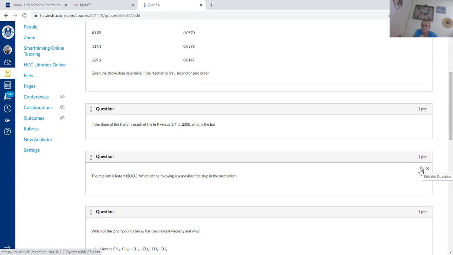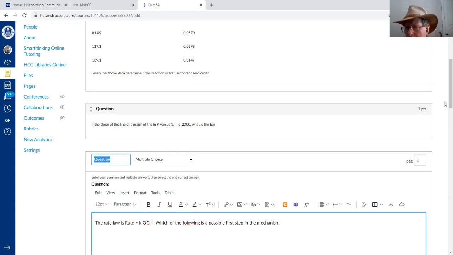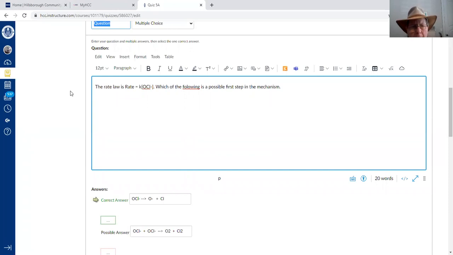These are my possible choices. Now, when I do a rate law and I'm showing that the rate is directly related to the concentration of one of the reactants, then I have to use that as my first step. So if this is the only thing I have, then I have to start with it on the reactant side, and it has to decompose into something.